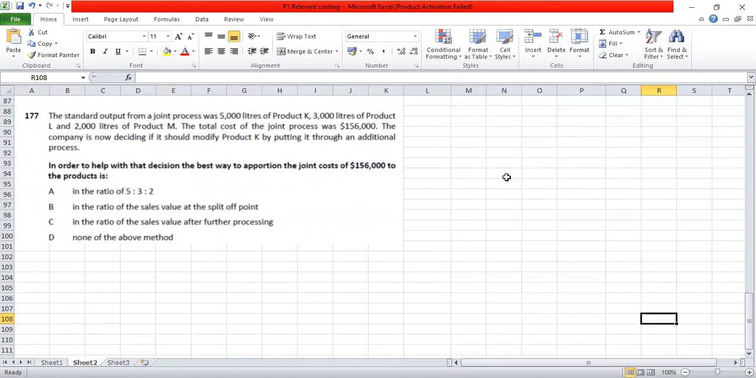Very little information is there. All we have is the physical quantity, nothing beyond that. No selling price, nothing else is there. So how should the joint cost of 156,000 be apportioned?